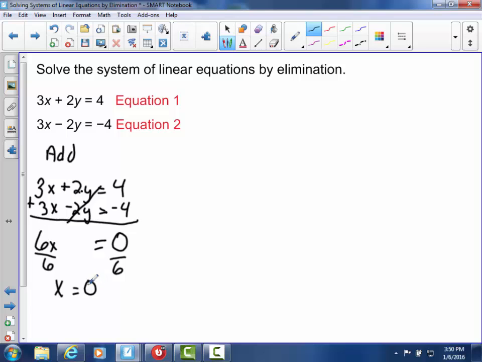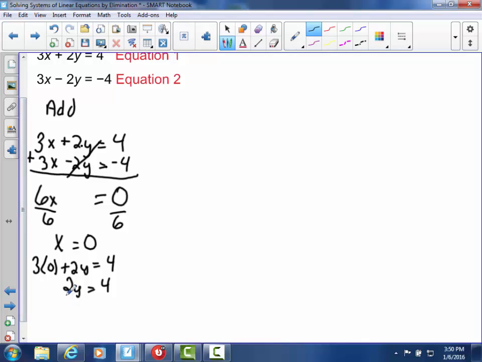Now that we know what x is, we go back to one of the original equations, doesn't matter which one, and solve for y. I'm going to choose to put it into the first equation. So 3 times 0 plus 2y equals 4. So 2y equals 4. Divide both sides by 2. So we get 1y. So y equals 2. Okay, so my solution would be (0, 2).